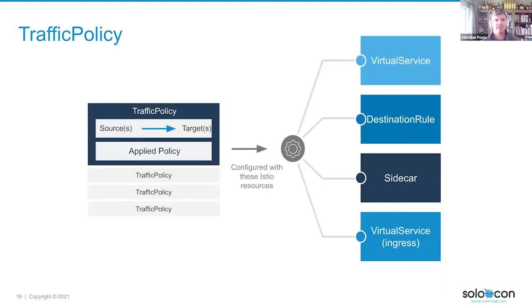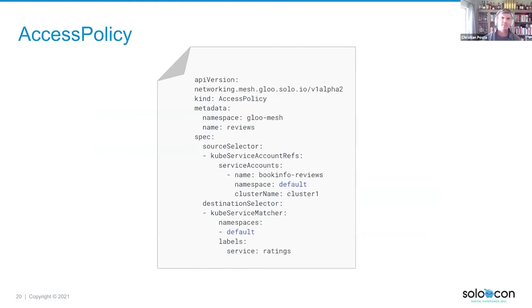And what is the policy that applies to that link? We can see right here a little bit closer, right? We select our sources using selectors, regardless of what cluster they're on. The targets, same thing, regardless of what cluster they're on. Now it is multi-cluster aware, so you can specify cluster specifics, but you identify source, target, and then what is the policy that should be applied to that link. And then Gloo Mesh will go translate that to the correct Istio resources like virtual service, destination rule, and so on.